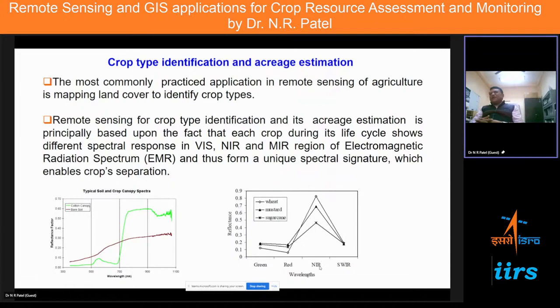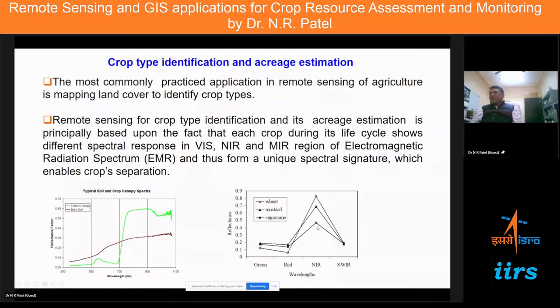Different kinds of crops, because of their different color, leaf size, phenology, crop cover and other characteristics, all influence the magnitude of reflectance. So in different bands, different crop types have different amounts of reflectance. Here you see the wheat crop has the highest reflectance in the NIR band, followed by the mustard crop. Sugarcane has the least reflectance in the near infrared range.